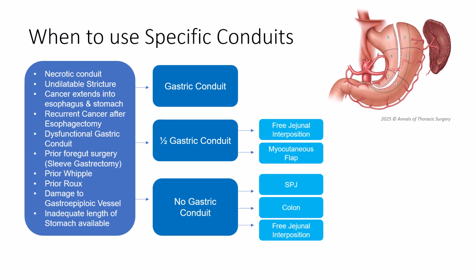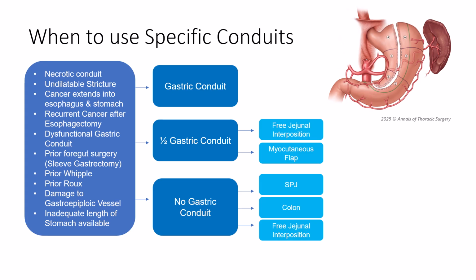If you have dysfunctional gastric conduit or prior foregut surgery, you may be able to use portions of the stomach or may have to resort to an alternate conduit. Patients who've had a prior Whipple are frequently much more complicated, and even a supercharged pedicle jejunum might be a not so ideal option, as typically the reconstruction requires a roux for a Whipple, in which case a colon interposition is the best ideal candidate. Patients who've had a prior roux may be best suited with a colon interposition.